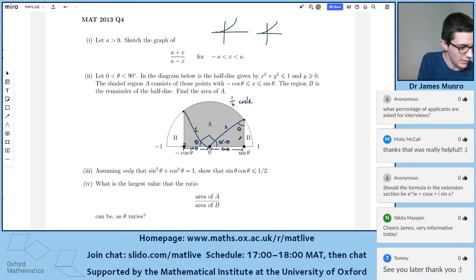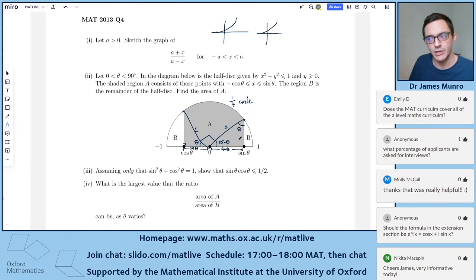Emily asks, does the MAT curriculum cover all of the A-level maths curriculum? No, it's just the first half, plus a little bit, sequences and series, added on as well. So not quite all of it. I think someone's just put the word no. Someone might link to the MAT syllabus as well, which is on the MAT page, so you can have a look at it. We're going to cover it over 10 live streams. We're going to cover all of the MAT syllabus. It's not even all of A-level maths.